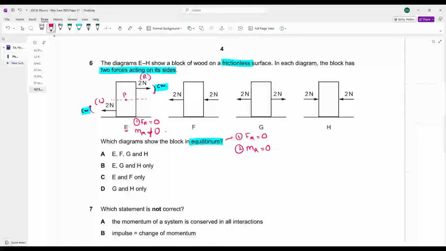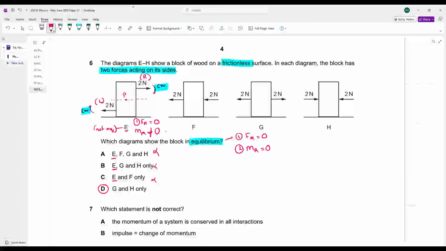Now, if you have a keen eye, अगर आप थोड़े से अक्लमंद हो ना, you will realize one thing. If E is not in equilibrium, every option that includes E will get cancelled out. What is the remaining option? D. Simple. Easy peasy, and you can verify as well.